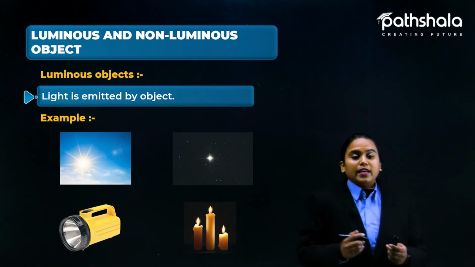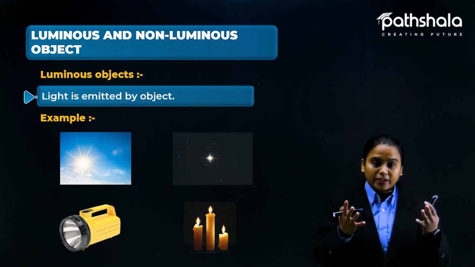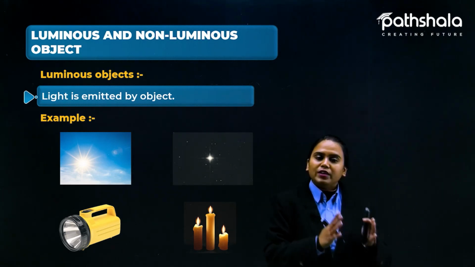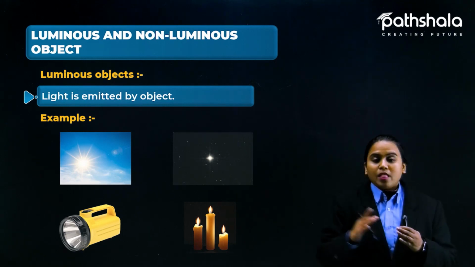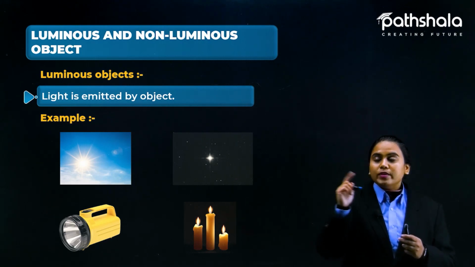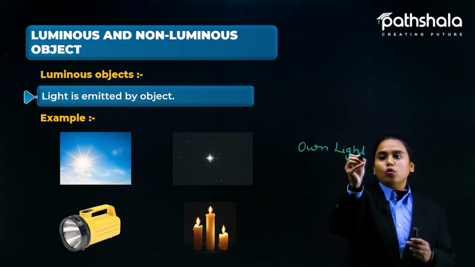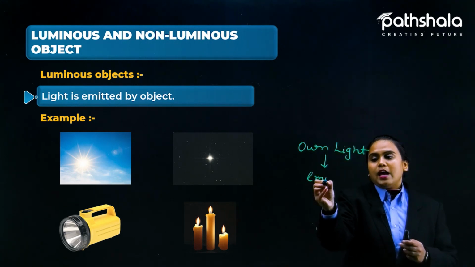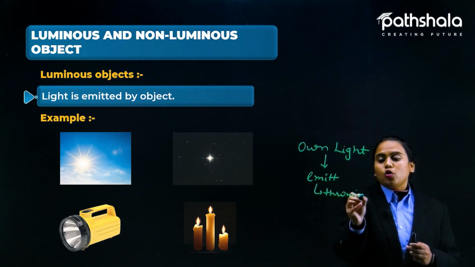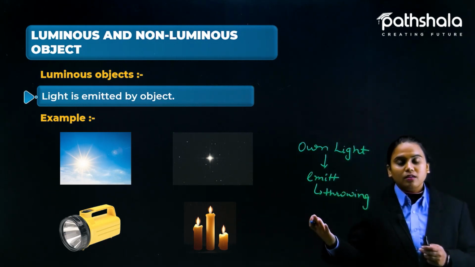We are able to see the sun because it is giving out energy, that is light, and it is shining brightly. Stars also emit light. Luminous objects have their own light, and they emit it. Emit means throwing it. So the sun is throwing light, which is why we are able to see it.